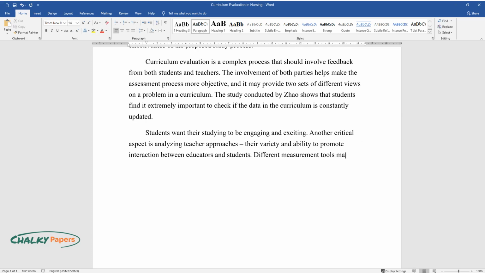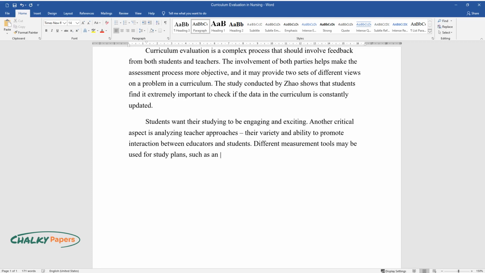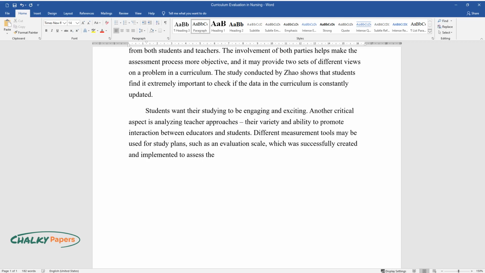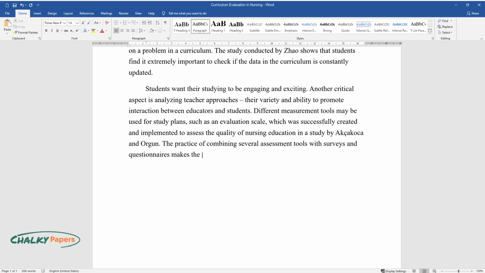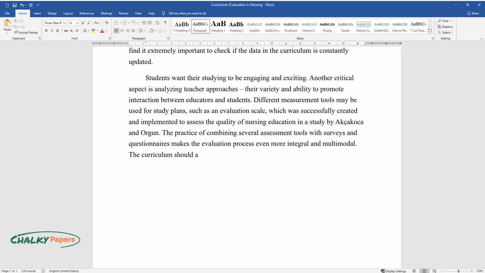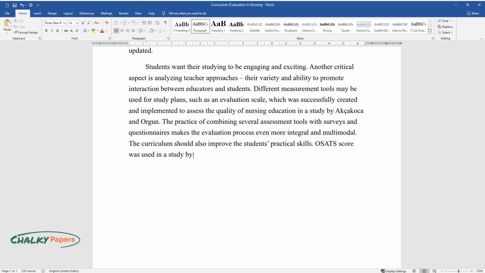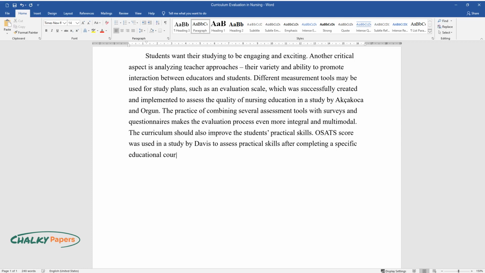Different measurement tools may be used for study plans, such as an evaluation scale, which was successfully created and implemented to assess the quality of nursing education in a study by Akçakoca and Orgun. The practice of combining several assessment tools with surveys and questionnaires makes the evaluation process even more integral and multimodal. The curriculum should also improve the students' practical skills. OSAT score was used in a study by Davis to assess practical skills after completing a specific educational course and make conclusions regarding the particular curriculum.